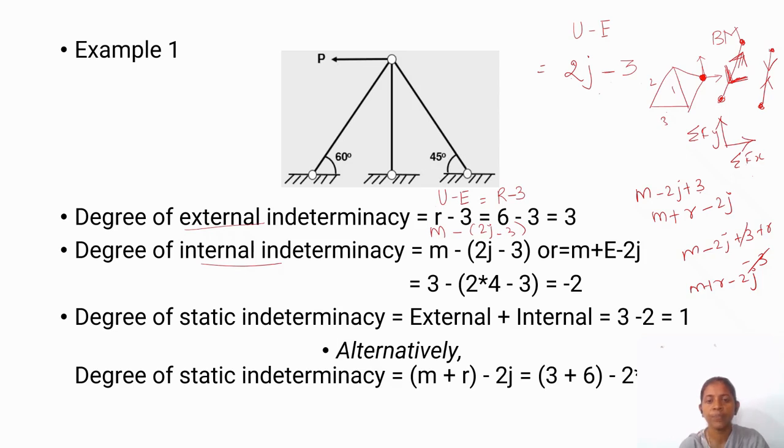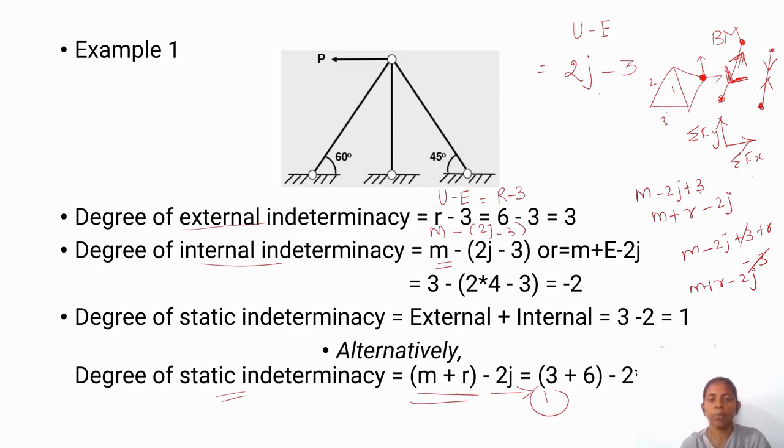External indeterminacy is U minus E. Internal indeterminacy is M minus 2j plus 3. So from this we can declare whether the truss is stable, unstable or redundant. So if you sum up the two equations, you will get the final equation. In the case of a truss member, you can use this simple single equation to find the overall static indeterminacy. Otherwise, you have to separate into external indeterminacy and internal indeterminacy. So static indeterminacy is M plus R minus 2j.